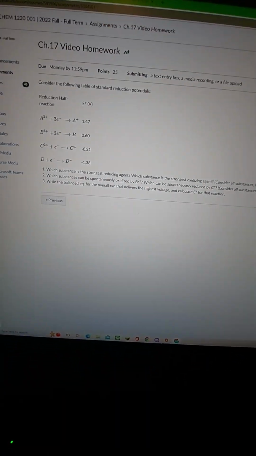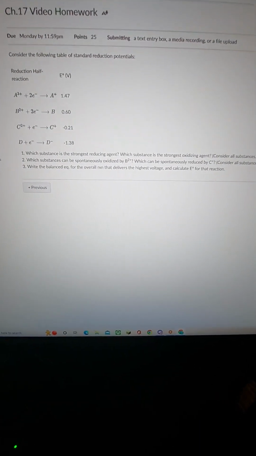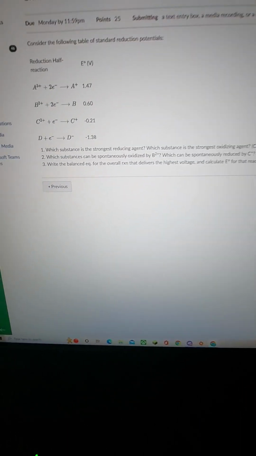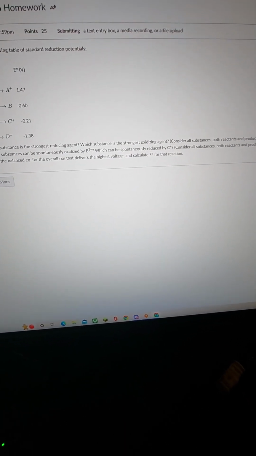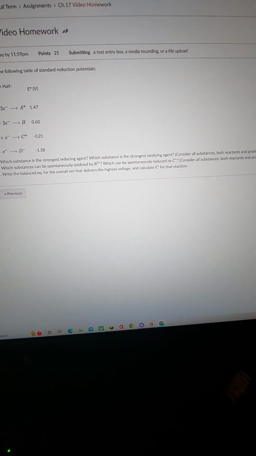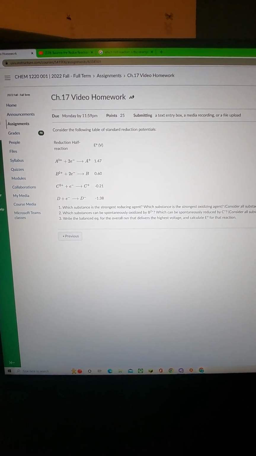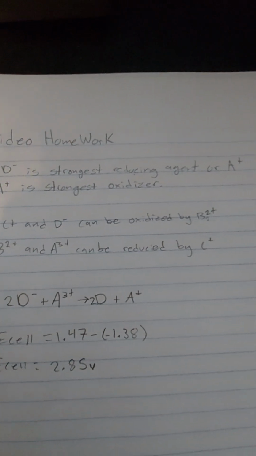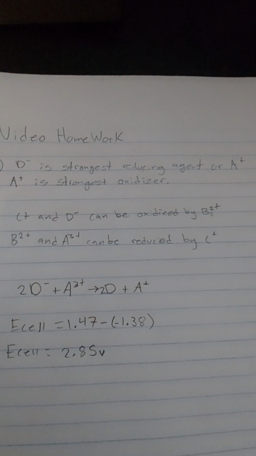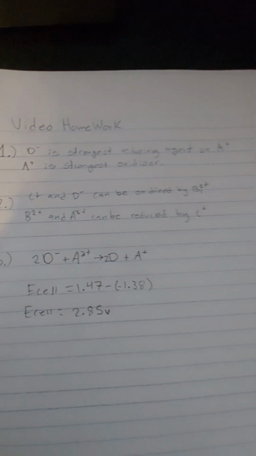Number 2 is which substances can be spontaneously, easily oxidized by B2, or B with a +2 charge. And basically what that means is, what is that going to take electrons from? So anything that has a lower cell potential than that, it should be able to take electrons from. So what I said was C plus and D minus, because they both have lower cell potentials than the B2 half reaction, so they should be able to be oxidized by that.